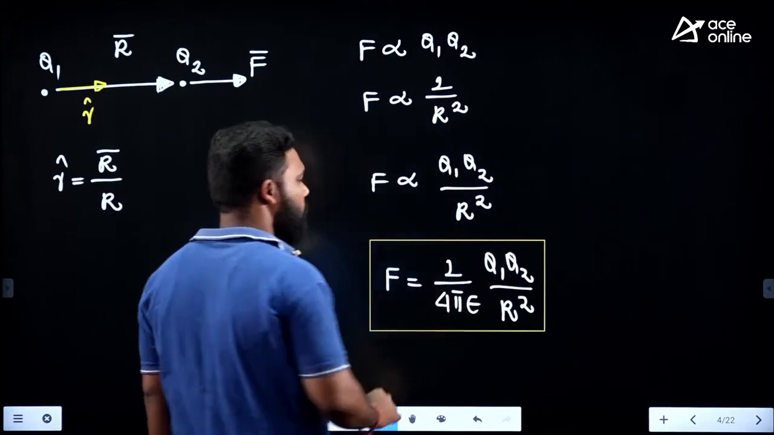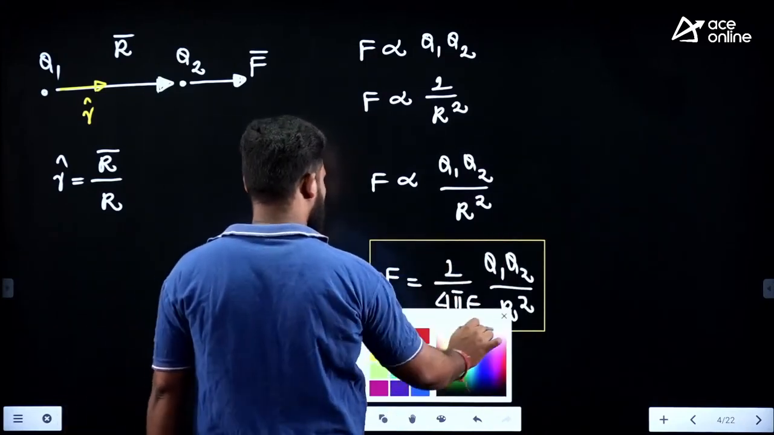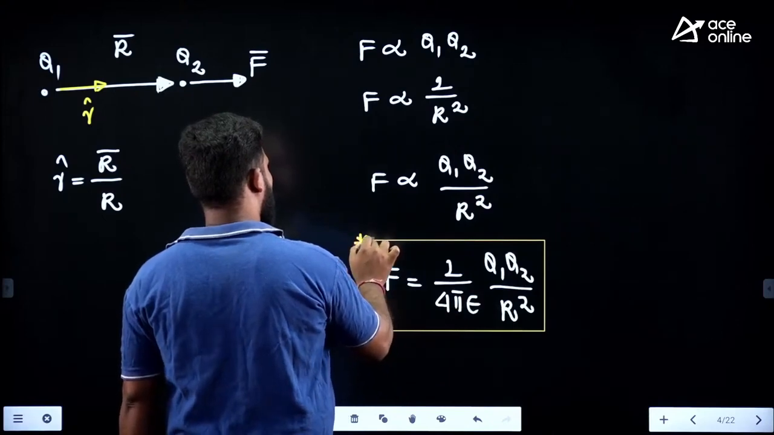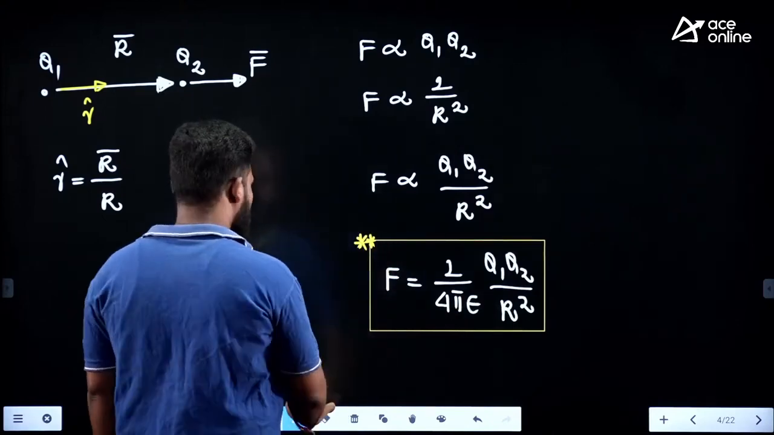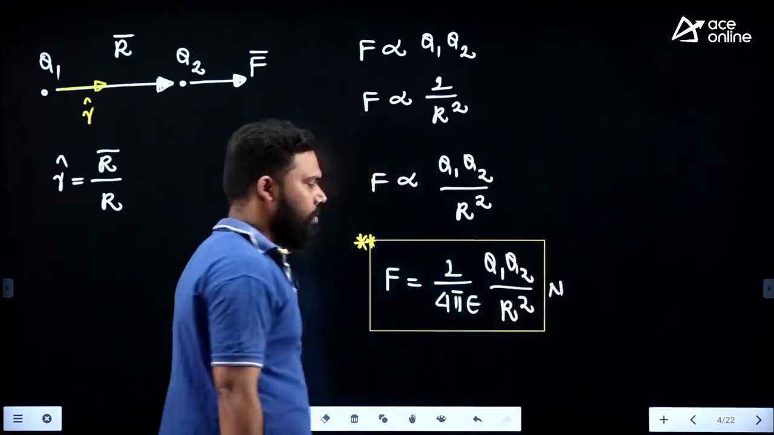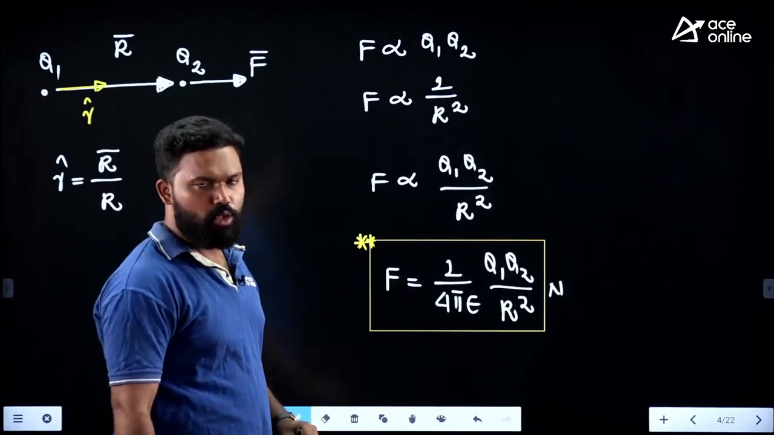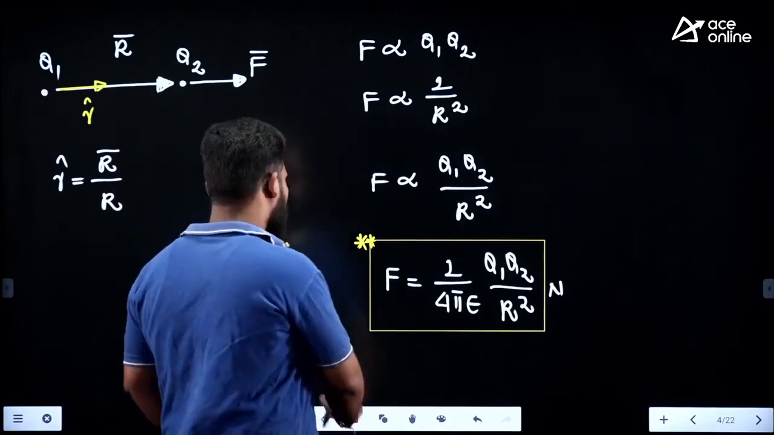It is talking only about the magnitude. What is this epsilon? I will talk about that. What are the units for the force? Units are also important for our exam: newtons. Now I want to write this in the vector form. Mostly questions cannot be expected on that, but I will write it here.